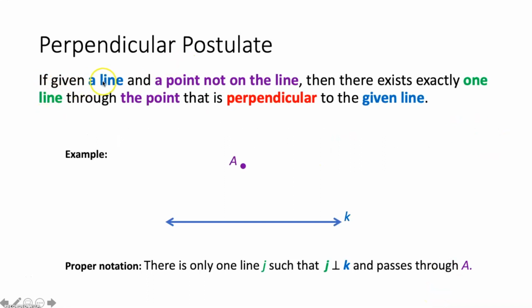First thing we're going to talk about is the perpendicular postulate. That says if given a line and a point not on the line, then there exists exactly one line through the point that is perpendicular to the given line. So here we have our line K and we have a point not on that line. Then there exists exactly one line through point A that I can draw. We'll call it line J. That is perpendicular to this given line K.